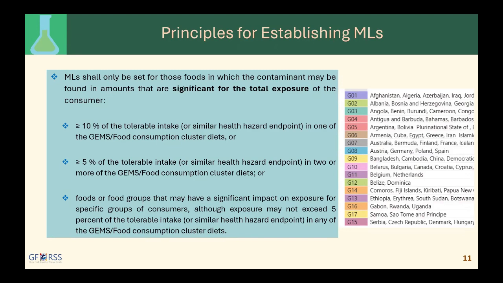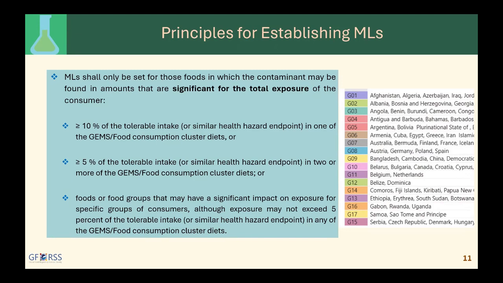Then they are going more strict here. If they find that we have two cluster diets and the exposure in these two cluster diets is contributing to more than 5%, so let's say I'm working on honey. I will take the consumption data for honey in cluster diet 1, cluster diet 2, cluster diet 3, etc. I will calculate my exposure to lead from honey in each of these cluster diets, because don't forget, honey is consumed in different amounts in every cluster diet. I have different consumption data. I have different occurrence data. Okay, and then I will calculate my exposure.